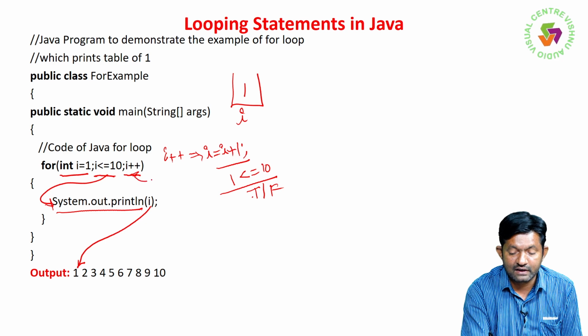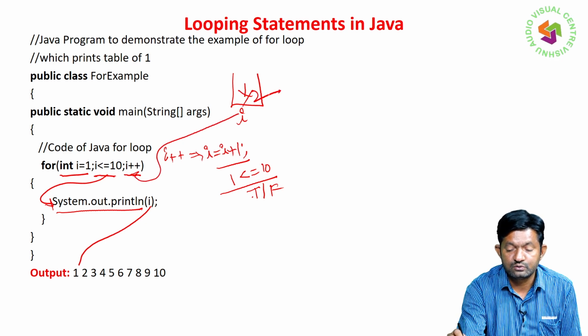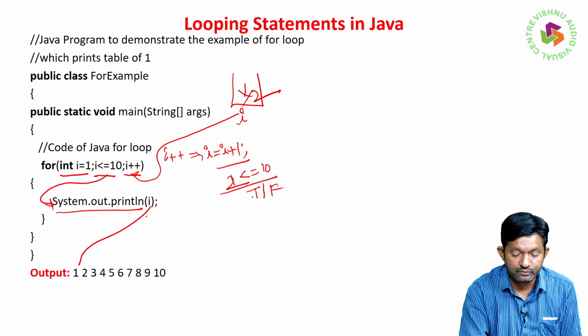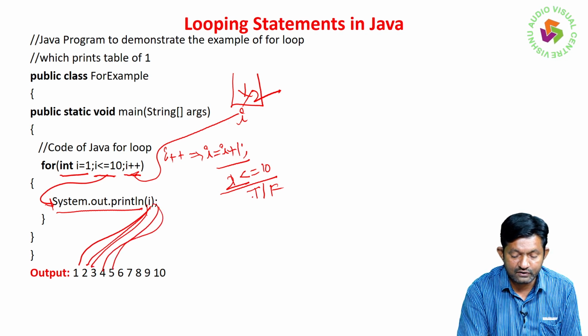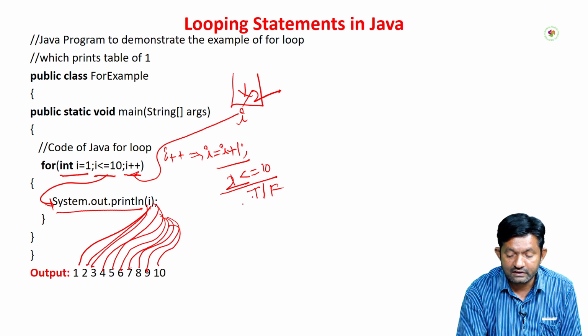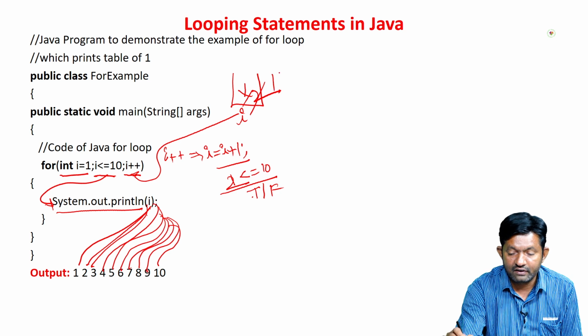Next, i plus plus, the i value changes to 2. 2 less than or equal to 10, the condition is true, so it is printing 2. Then i plus plus gives 3, 4, 5, 6, 7, 8, 9, 10. 10 less than or equal to 10, true. Next, i plus plus, the i value is 11.